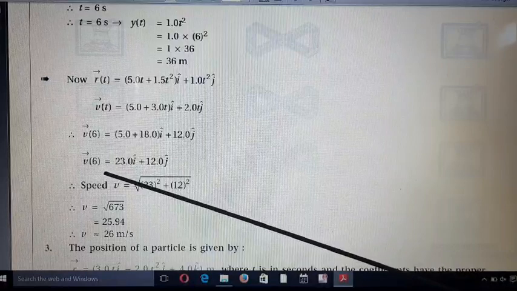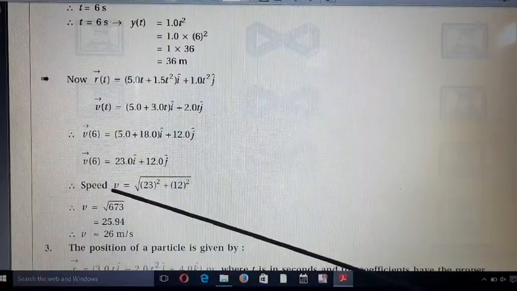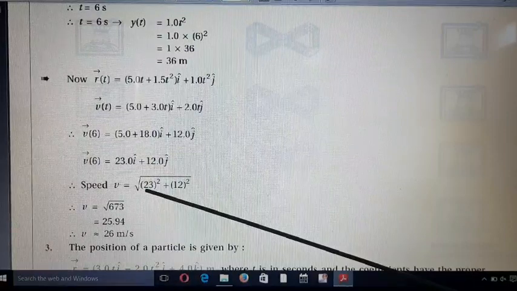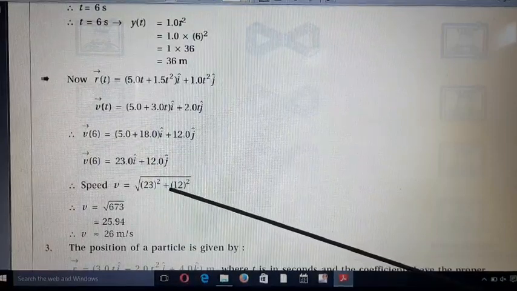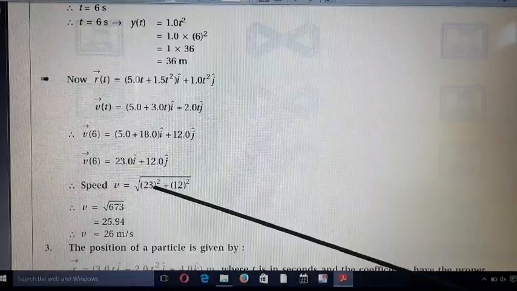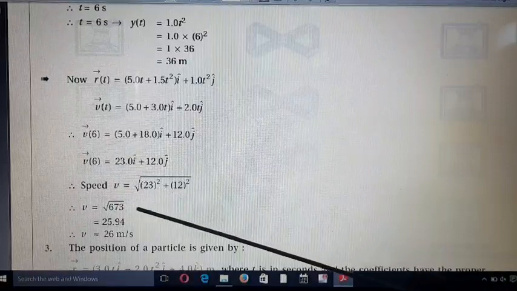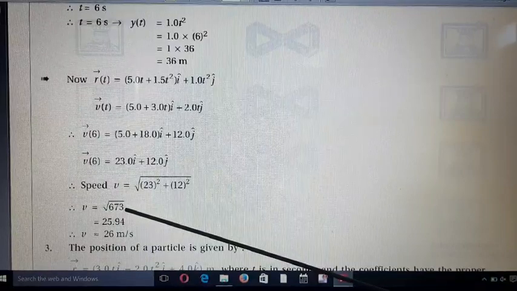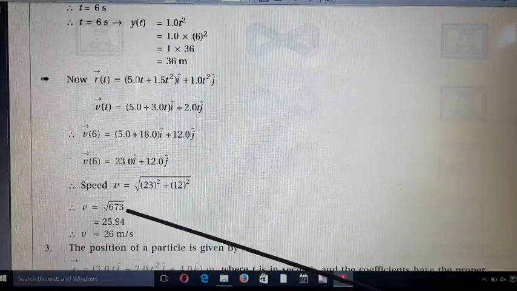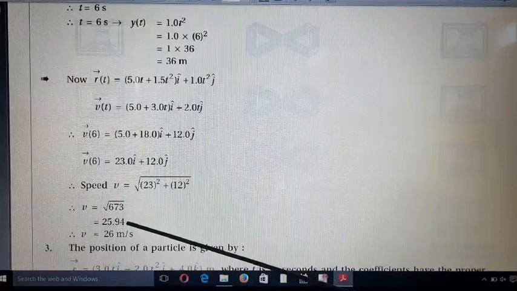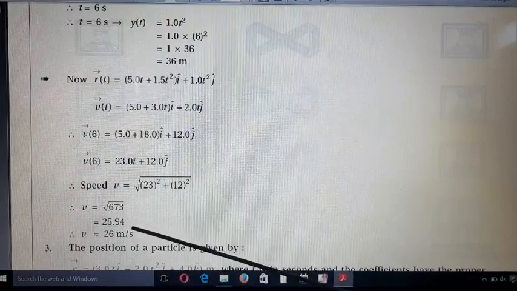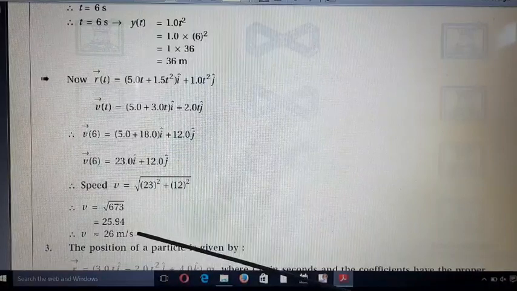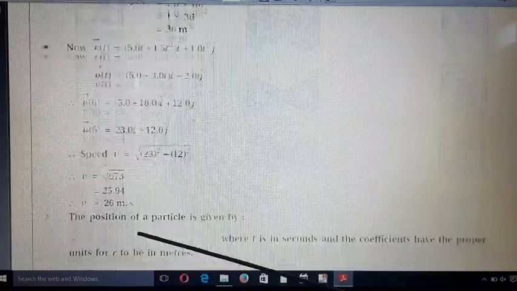So now we want to find out its magnitude, means v is equal to under root of 23, the x component square, and square of the y component. Means 23 square plus 12 square is 673, and its under root is 25.94. Means we can write down v is equal to 26 meter per second.